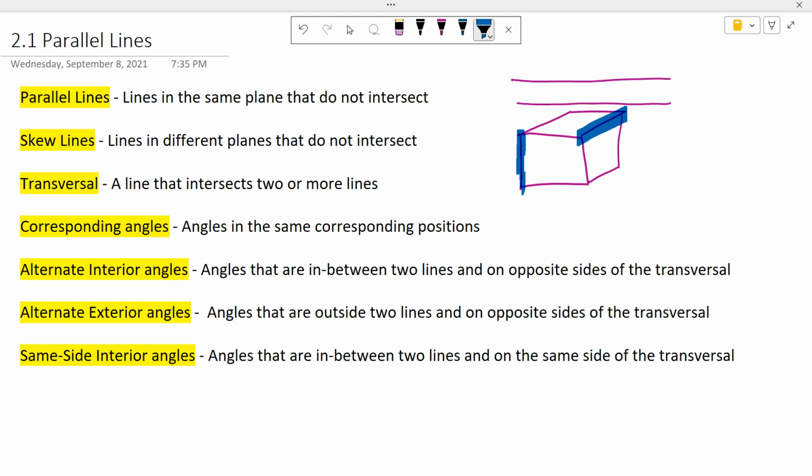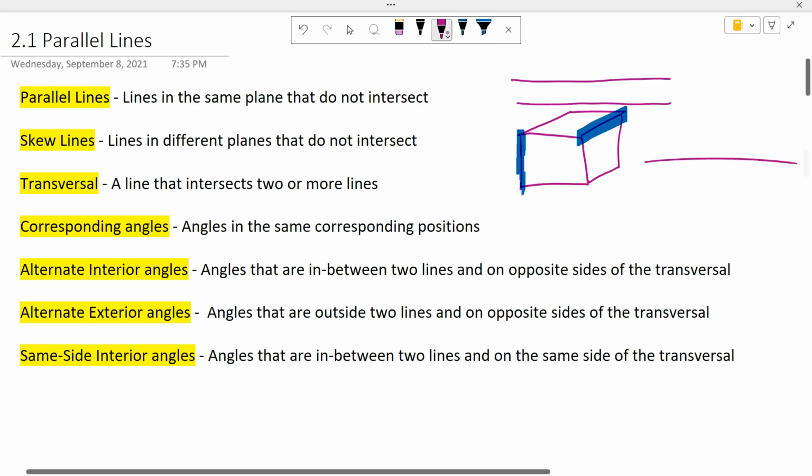But just because they don't intersect doesn't mean they're parallel. This one's going across, this one's going up and down. So these are what are called skew lines. They're in different planes and they're not going to intersect. Okay? Parallel lines are in the same plane and do not intersect. So that's the difference between skew lines and parallel lines. Skew lines, different planes. Parallel lines, same plane.